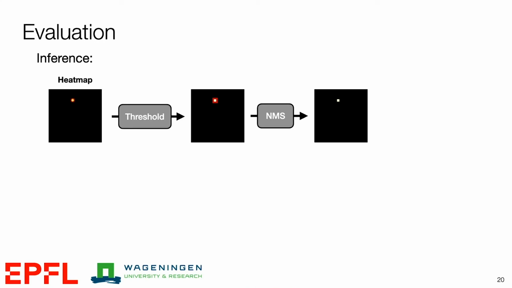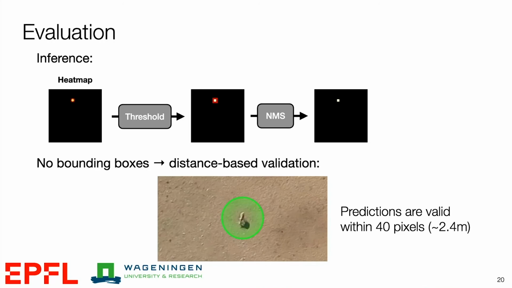And now to evaluate this accuracy, because we don't have bounding boxes, we use a distance-based validation, which is very simple. If we have a ground truth animal, we draw a circular radius around it of around 40 pixels, which is only 2.4 meters, about the size of an animal. And we say predictions are correct if they are within this range, and if there's no more than one prediction per animal. So we penalize double counts. Good. So now let's have a look at the results.